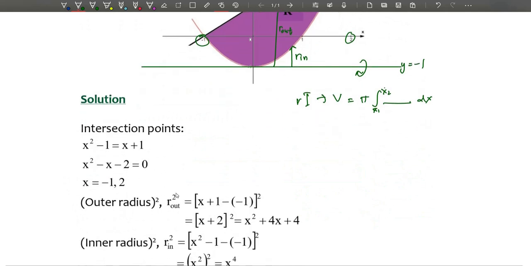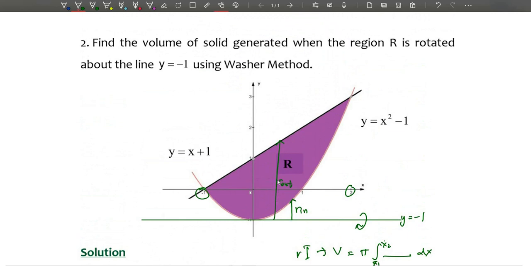Next we want to find the R out squared and R in squared. For the outer radius, that means we want to find the distance from this line to this line. How do we find it? Let's say the distance between these two lines: y equal to 7, and here y equal to 4. If you want to find the distance between these two lines, you will do 7 minus 4, right? Which is the distance equal to 3.